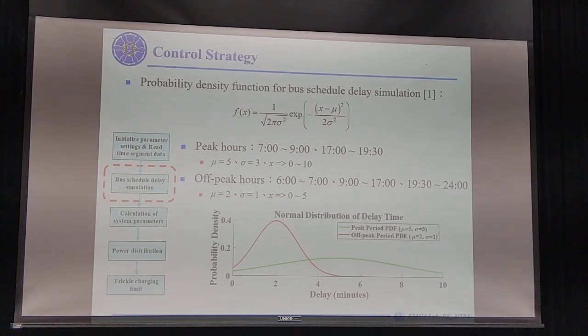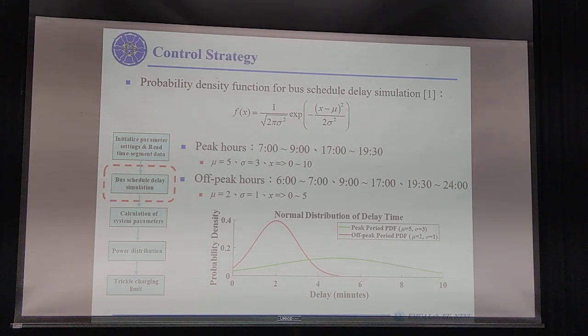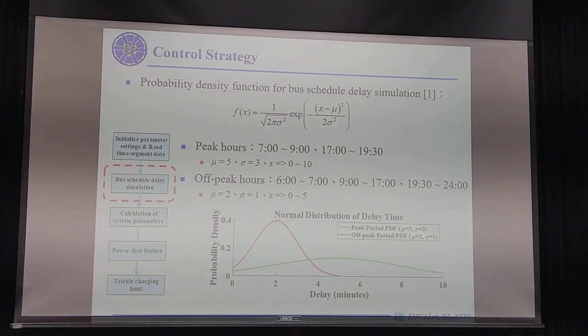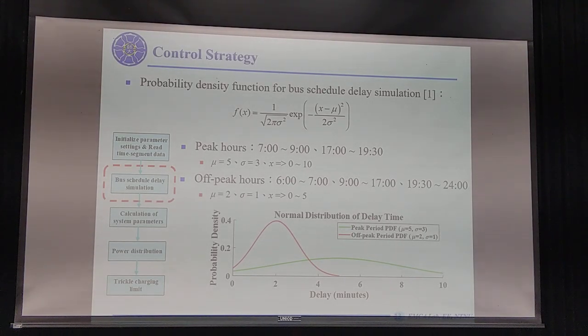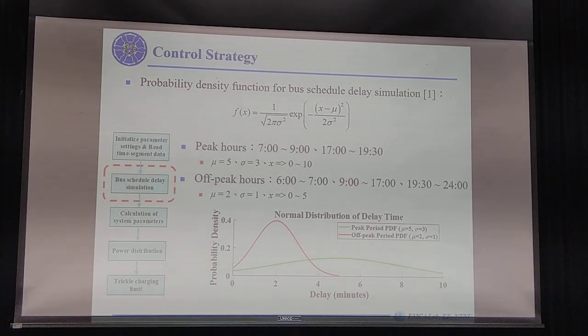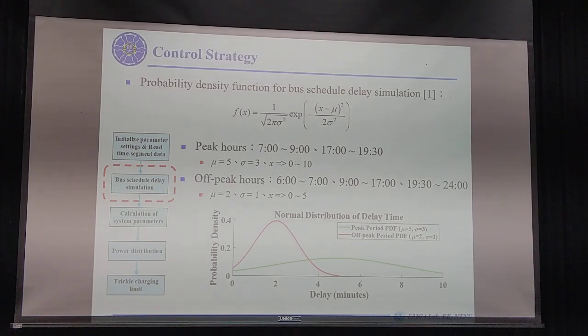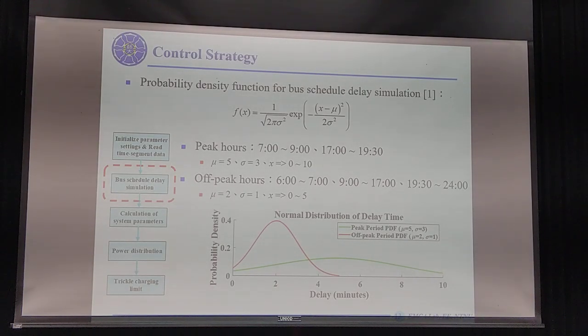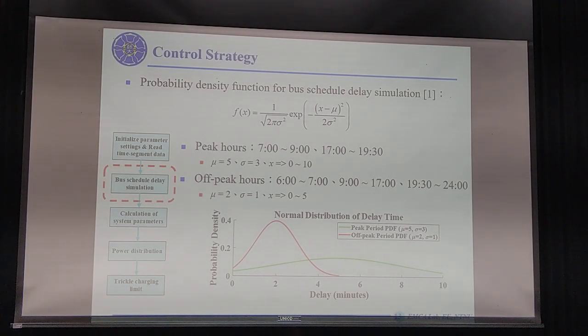To make the simulation more real, we added bus delay using a normal distribution. We use different settings for EV and price times. For example, during peak hours of the night, the average delay is 5 minutes, while off-peak hours is only 2 minutes.